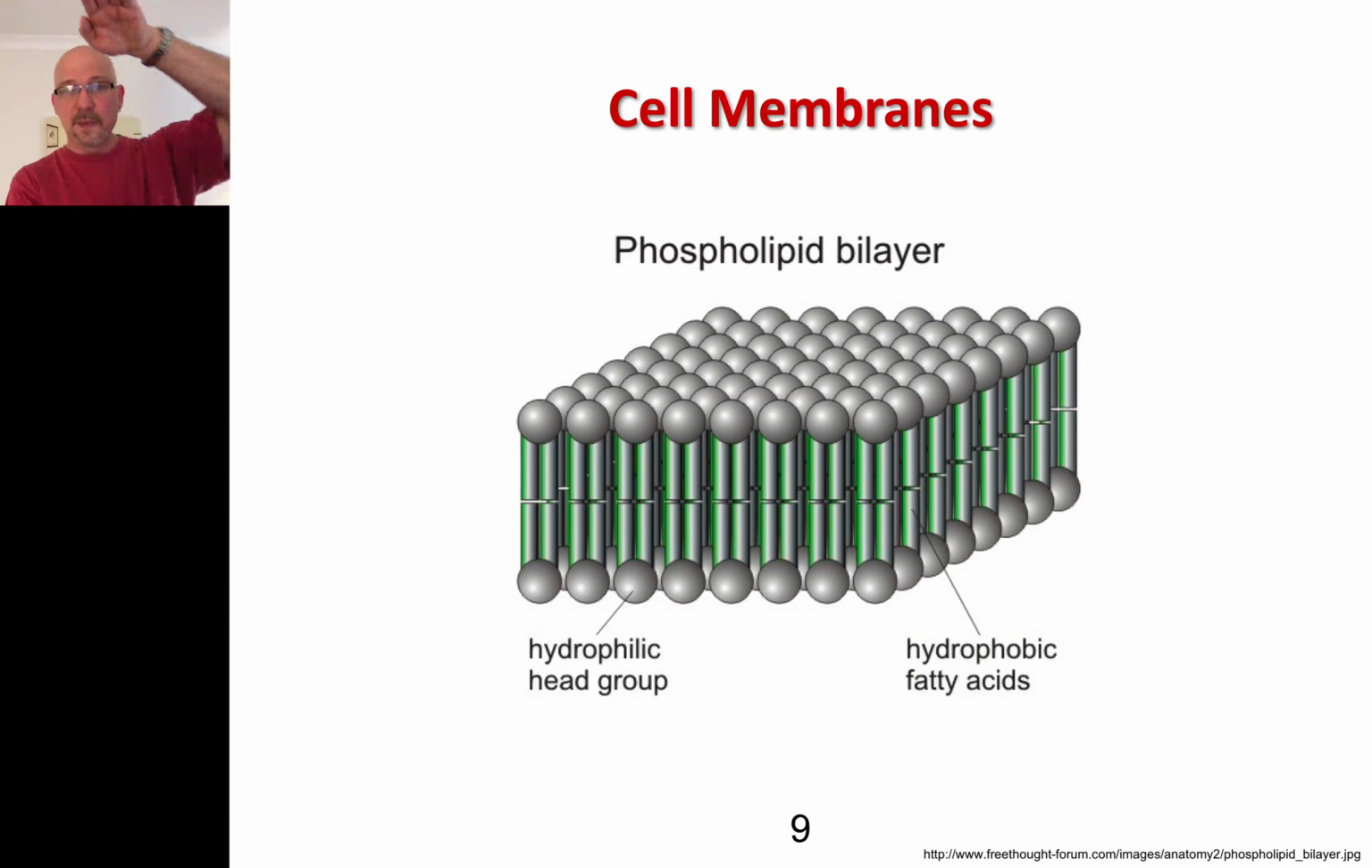If this is one phospholipid layer and another phospholipid layer, this is the part that loves water. The back of my hand loves water. The inside of my hand hates water. So throw them into a big vat of water and they go like that. And the part that hates water is hidden in the middle, and the part that loves water is exposed to the water on the outside.